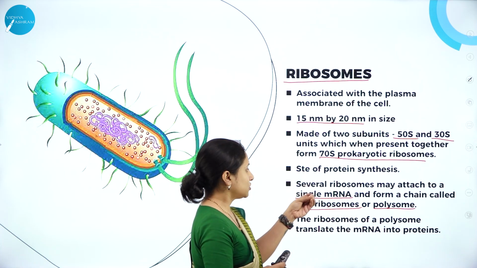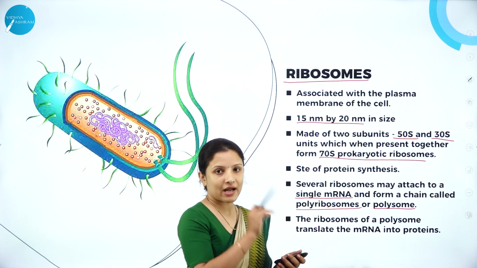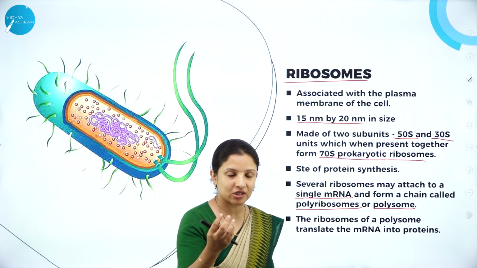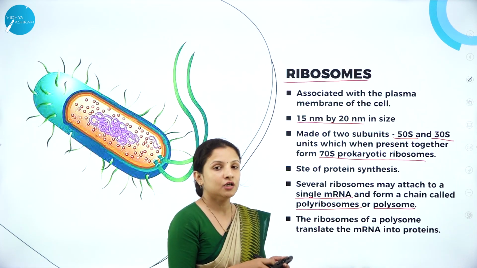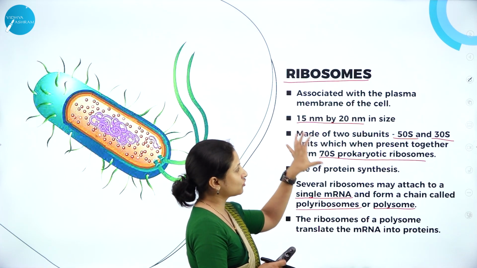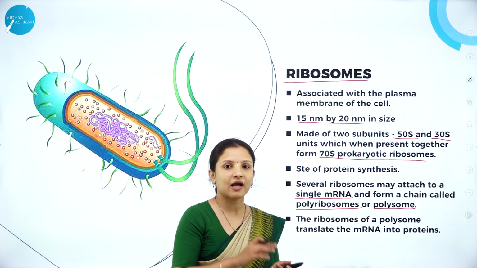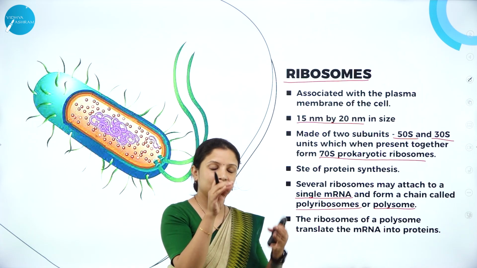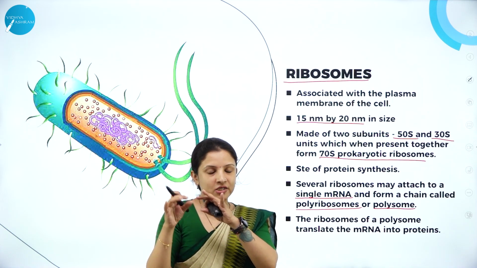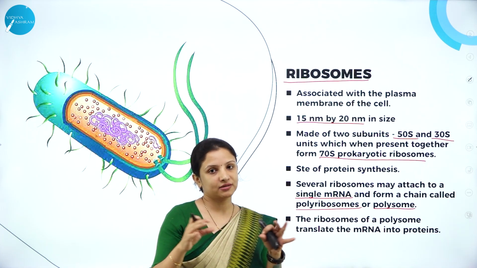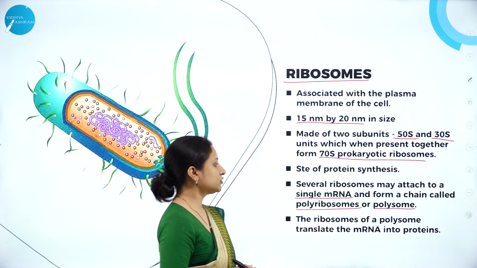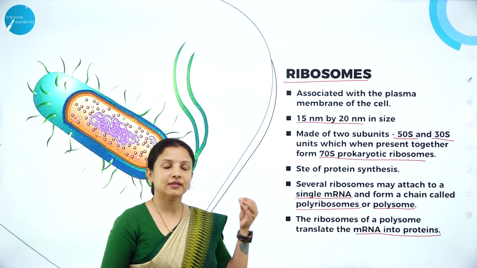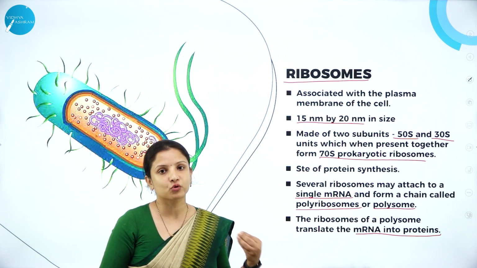There you will understand. So here, the strands that are there should be read for protein synthesis by the mRNA strand, and the ribosome should go and attach itself. So several ribosomes go and attach themselves to the mRNA strand, that is the messenger RNA, and because several ribosomes attach, it is called a polysome or a polyribosome. And the ribosomes of a polysome translate the mRNA into proteins, and that is why ribosomes are called the sites of protein synthesis.